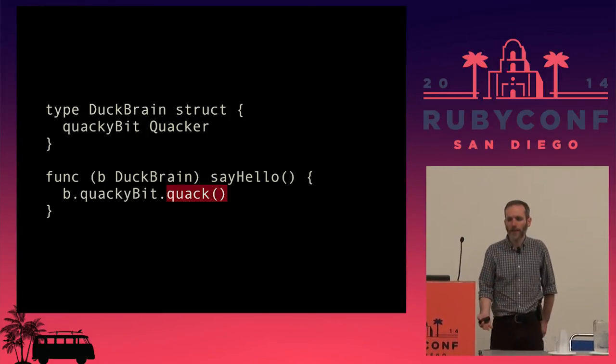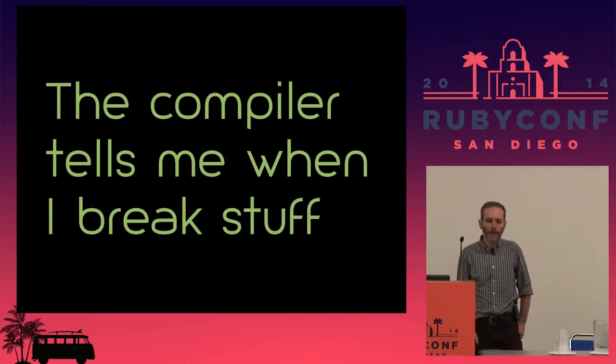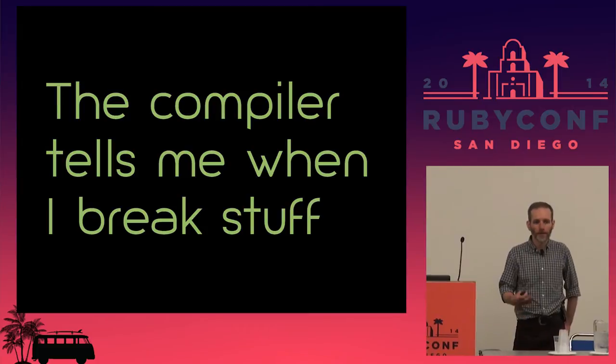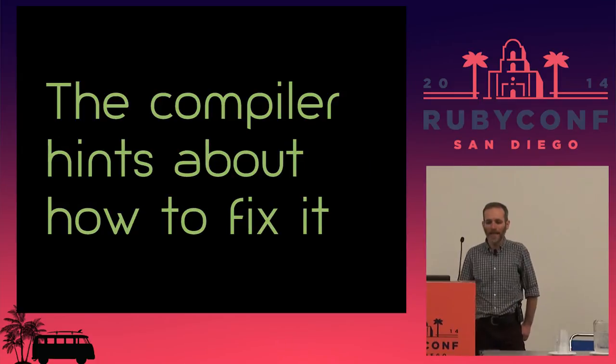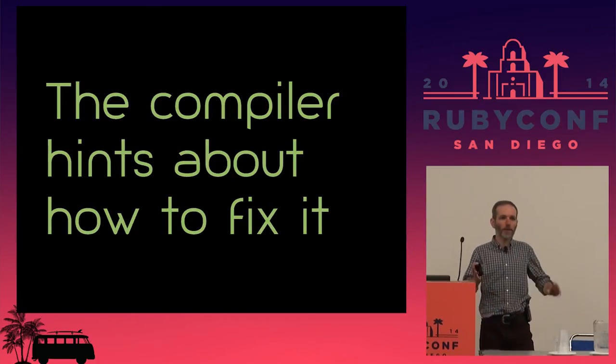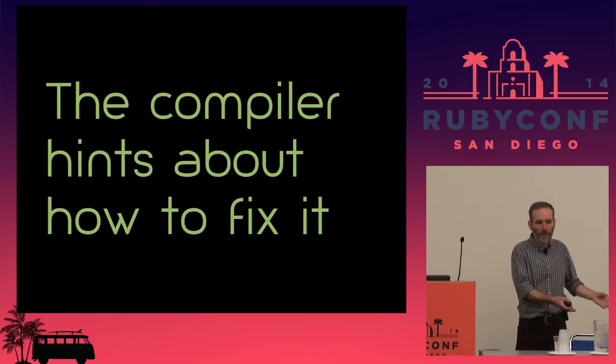So I kind of like this. I particularly like that the compiler tells me how to break stuff. Now, I don't know about you lot, but I break stuff all the time. And it's really nice that the compiler helped me out and says, hey, you made a mistake. But more than that, the compiler's also hinting about how to fix things. It's not just saying, it's broken, you're on your own. It's saying, it's broken and you missed this method. You should have implemented it, or you can't call this anymore.